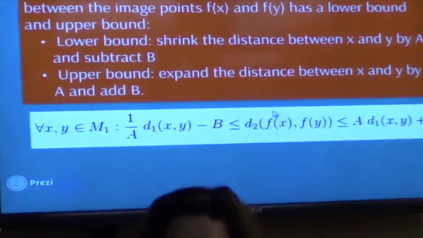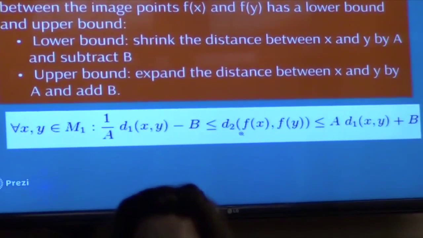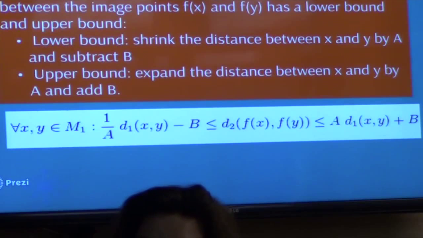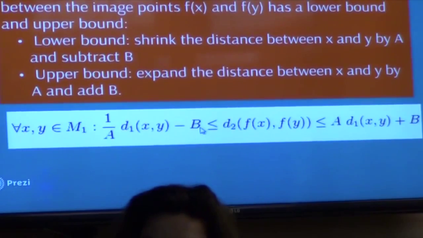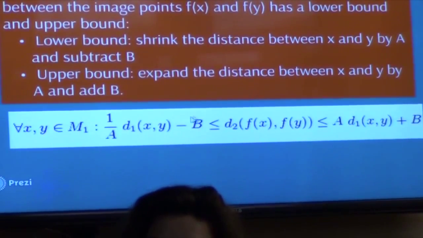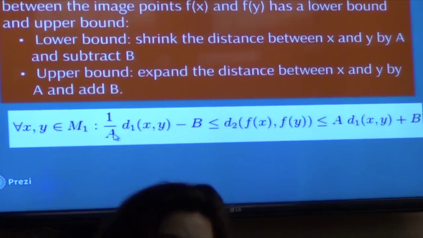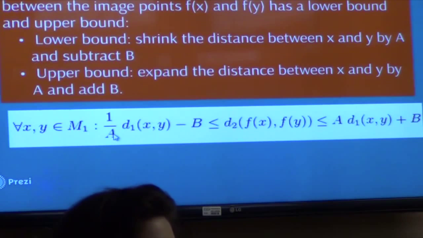The image of this quasi-isometric function, the distance between two images, shouldn't be bigger than when we multiply the distance between the two given numbers in the first graph by A and add some B. And it should be no less than if we subtract some B and divide by A. So it allows some distortion, but not a huge distortion. This is the idea of preserving the so-called large-scale structure of the graph. So whatever we say about our Cayley graphs should be within these limits.